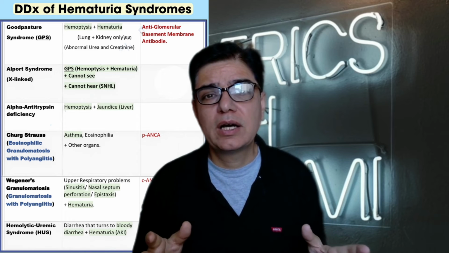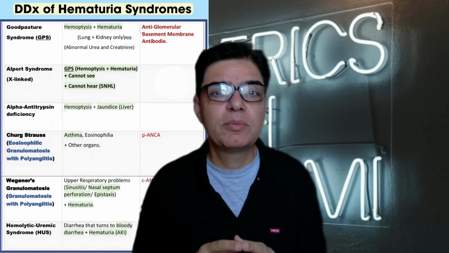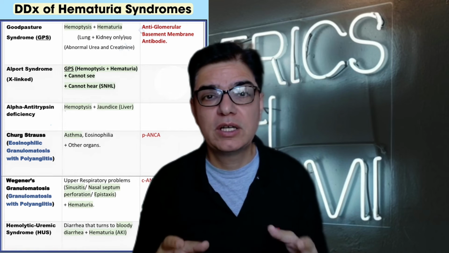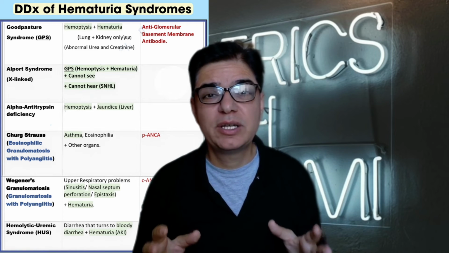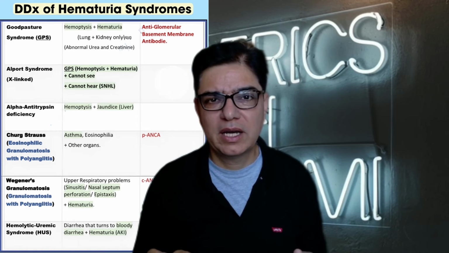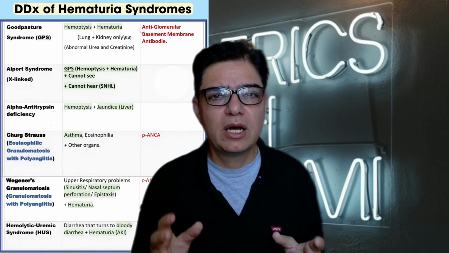In contrast, IgA nephropathy, which is also called Berger's disease, presents with hematuria that occurs within just a day or two after a respiratory infection. Complement levels here are usually normal and it's caused by IgA deposition in the glomeruli.